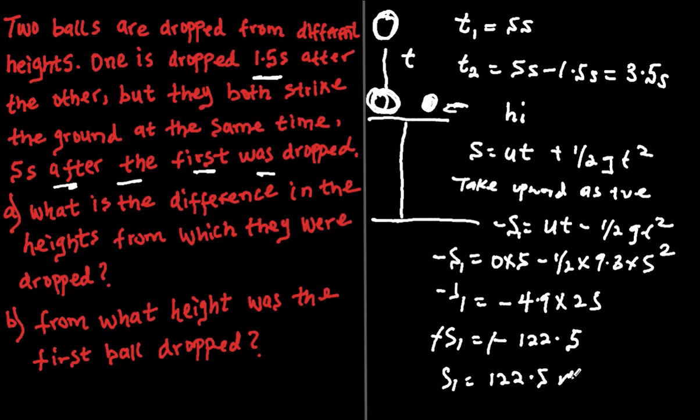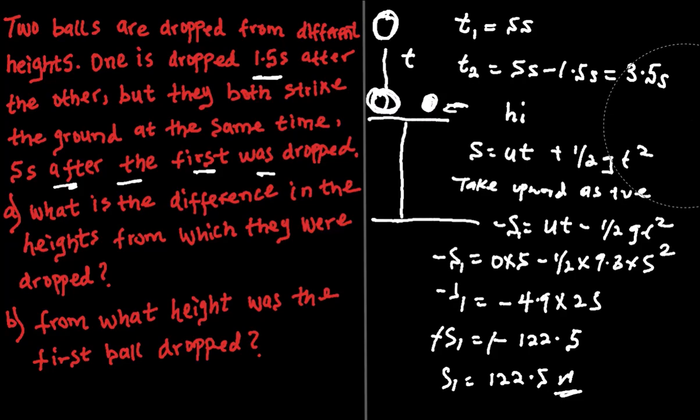S1 is going to equal 122.5 meters. Okay. Let me go through that again to be sure that everything is correct. Half times 9.8 is 4.9. Then the time spent by the first ball in the air is 5 seconds. 5 squared is 25. 25 times 4.9 is 122.5 meters. All right, that is correct. So let's leave that somewhere.